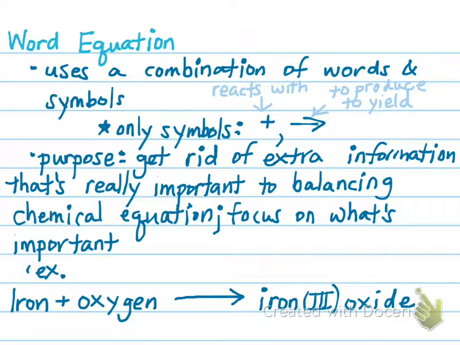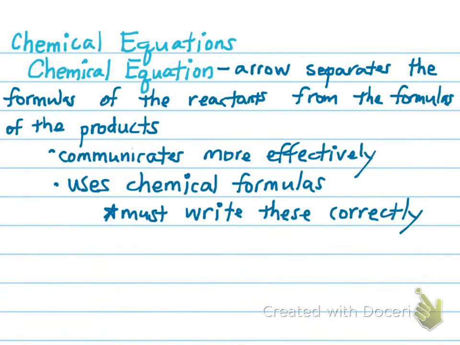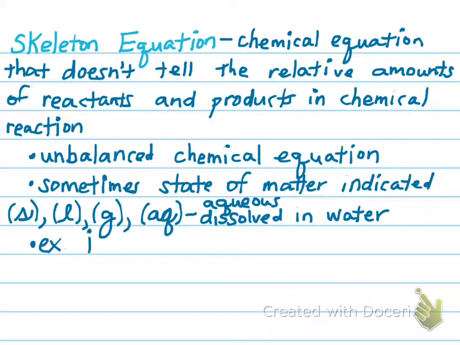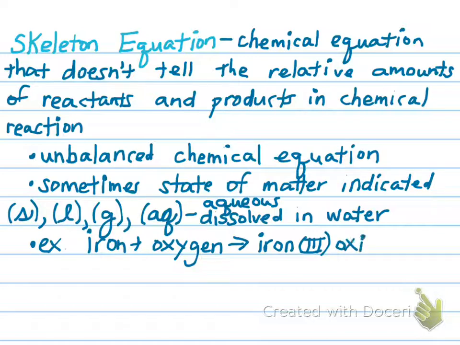You're still going to be given a sentence most times, and the first thing you'll write is your word equation. So I'm going to do that word equation here. It was iron plus oxygen yields iron 3 oxide. So our steps to get to a skeleton equation: we're first going to take our sentence and write a word equation. Next, we're going to write a skeleton equation.